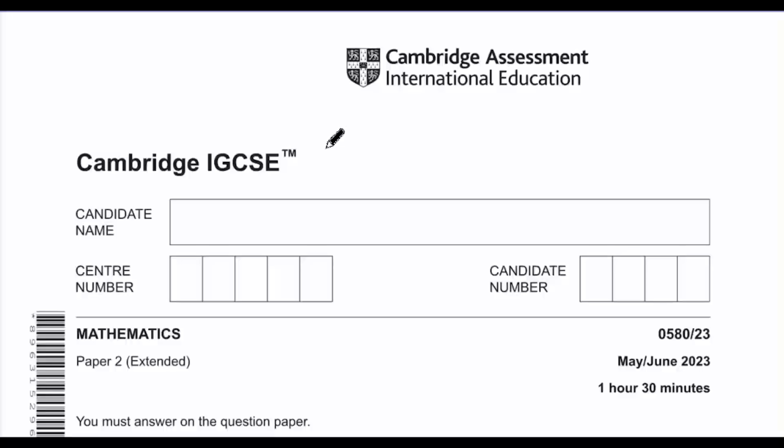Welcome to Mathematics Tour. This is paper 2, component 2-3. There are 23 questions in this paper, and I will solve the whole question at once.